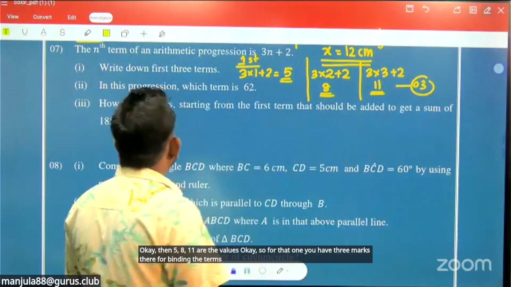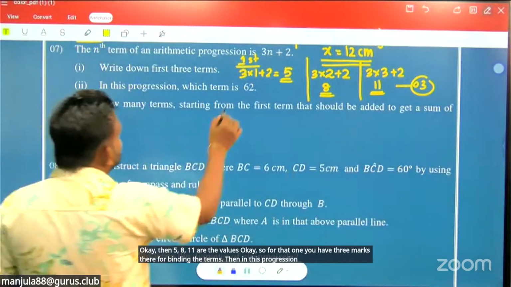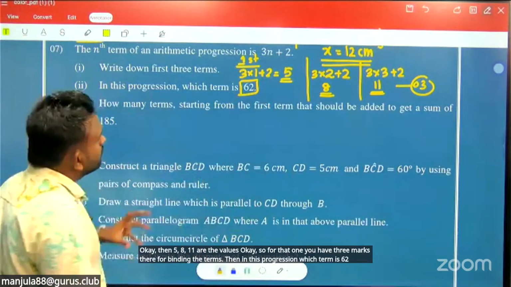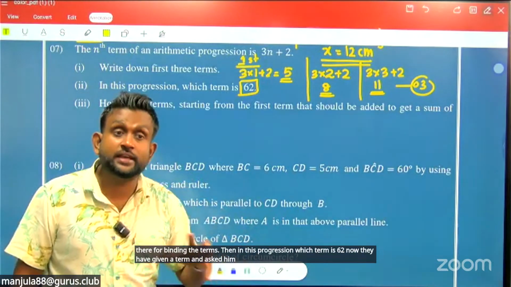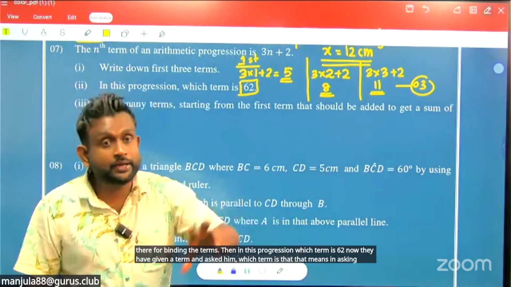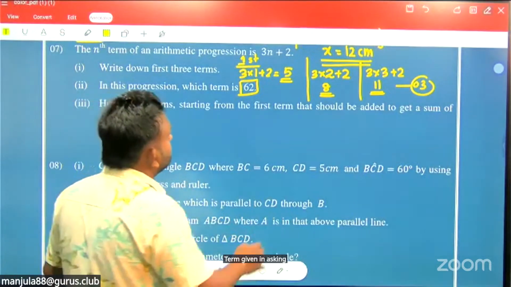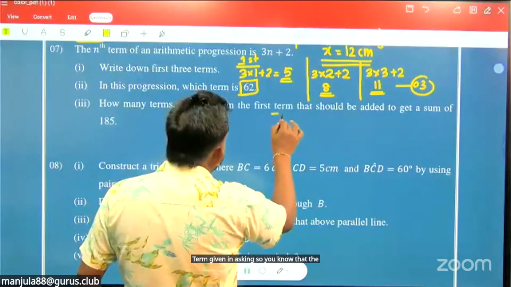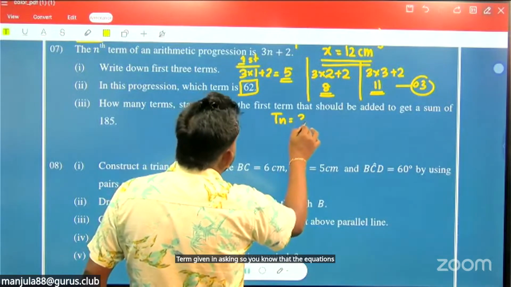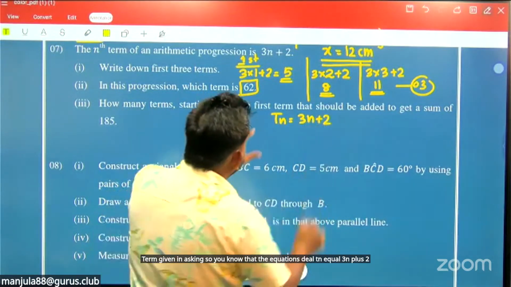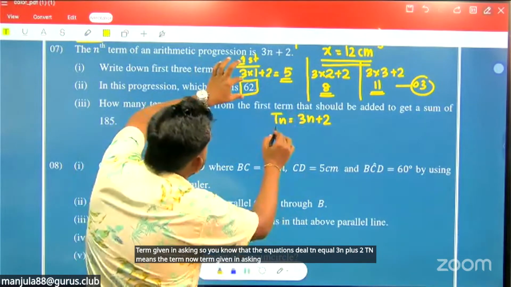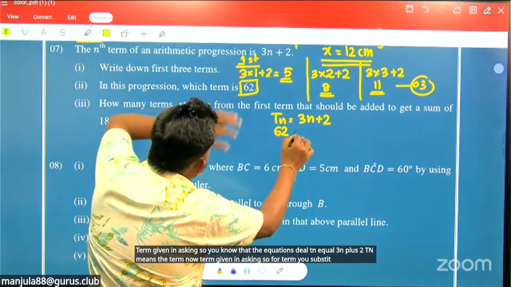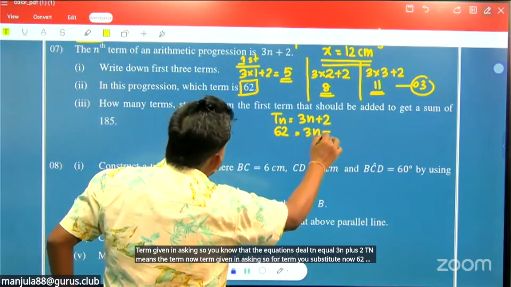Then in this progression, which term is 62? Now they have given a term and are asking which term that is. That means n is asked. Term given, n asked. So you know the equation Tn equals 3n plus 2. Tn means the term. Now the term is given, so you substitute 62 equals 3n plus 2.